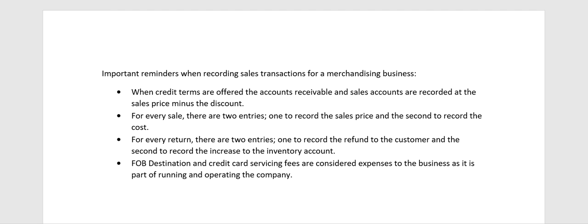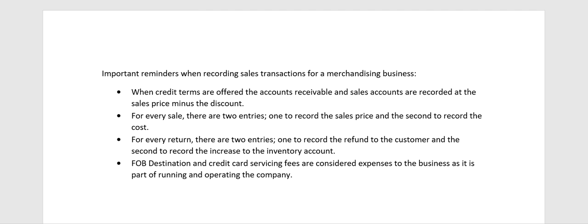When credit terms are offered, the accounts receivable and the sales accounts are going to be recorded at their net price value, which is our sales price minus that discount that is being offered. Again, credit terms are something like 2/10 net 30, 1/15 net 45. That means that the business is offering their customer a discount for paying sooner.